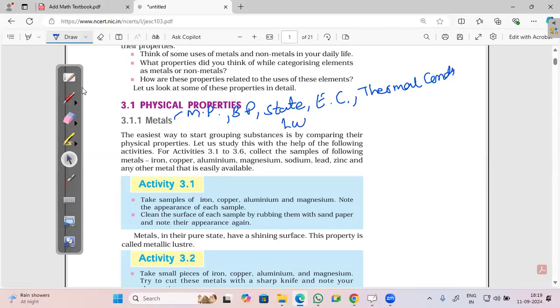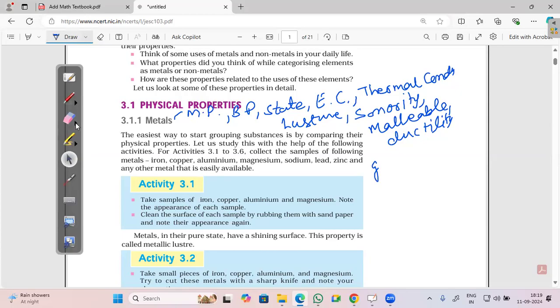Its luster, sonority, malleability, ductility, that is brittleness we can test. We can check whether it's malleable or brittle. Malleability, ductility, any other property? Sir, good or bad conductors of electricity. Okay, good or bad conductors. That's all we have done in thermal conductivity and electrical conductivity.